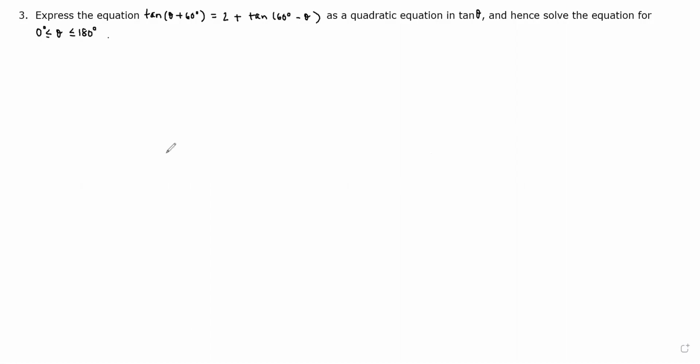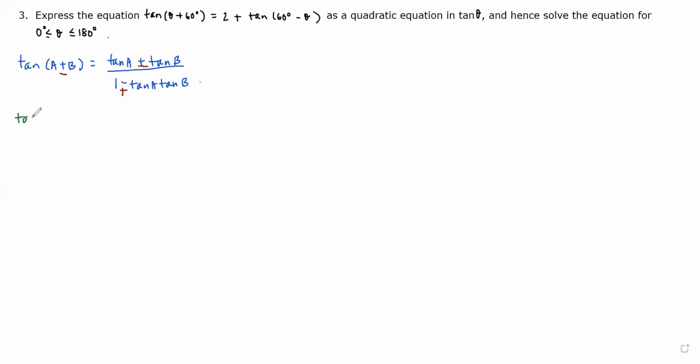So for this case, we have the compound angle formula for tangent. We know the tangent of A plus B is given by tangent A plus tangent B all over 1 minus tangent A tangent B. Also, if you have tangent of A minus B, then the compound angle formula is tangent A minus tangent B all over 1 plus tangent A tangent B.